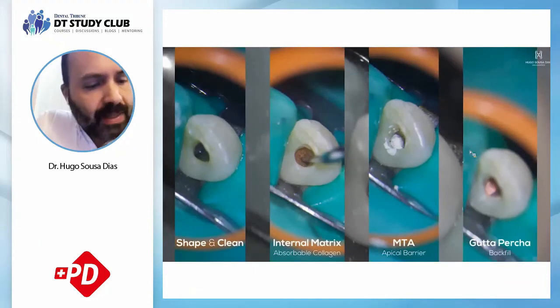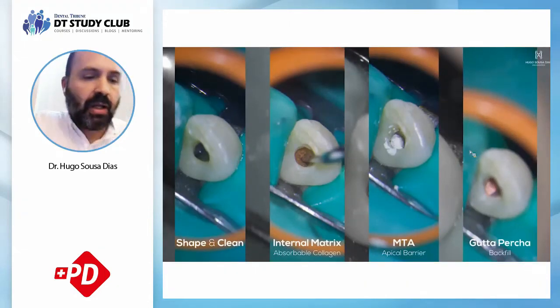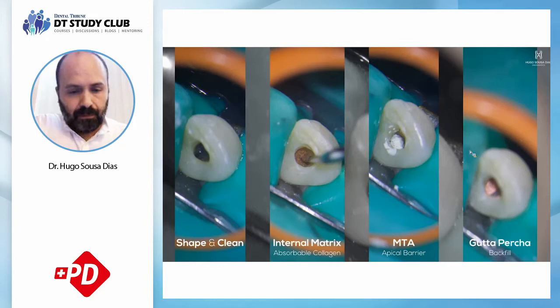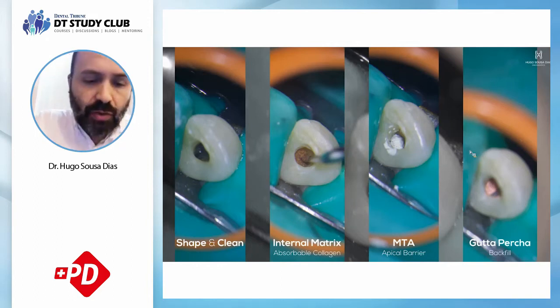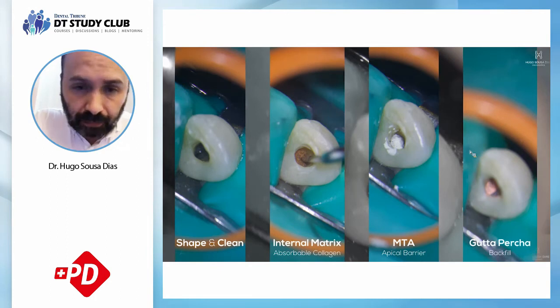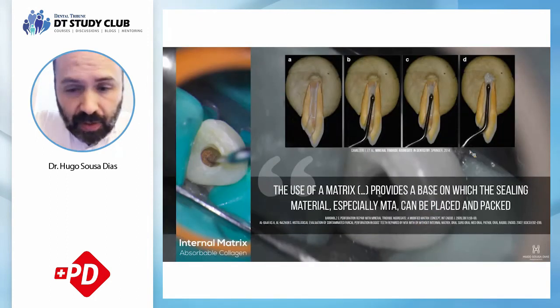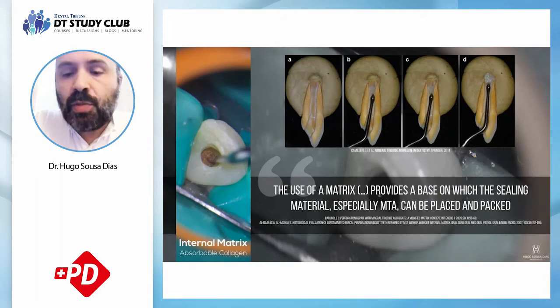Let's see step by step. I need to do the shaping and cleaning of my root canal system. After that, I'm going to put an internal matrix with absorbable collagen. Why is it important? Because in this way, it provides a base on which the sealing material, especially MTA, can be placed and packed without the risk of extrusion to the periapical tissues.